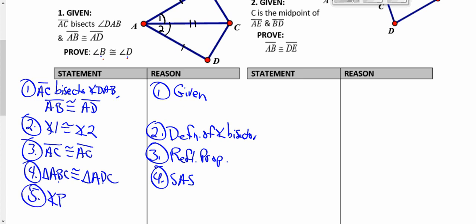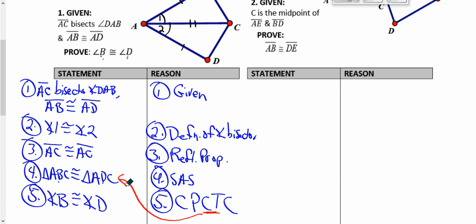Angle B congruent to angle D. Reason? CPCTC. Why can we use CPCTC? Because we stated that we have congruent triangles, right?